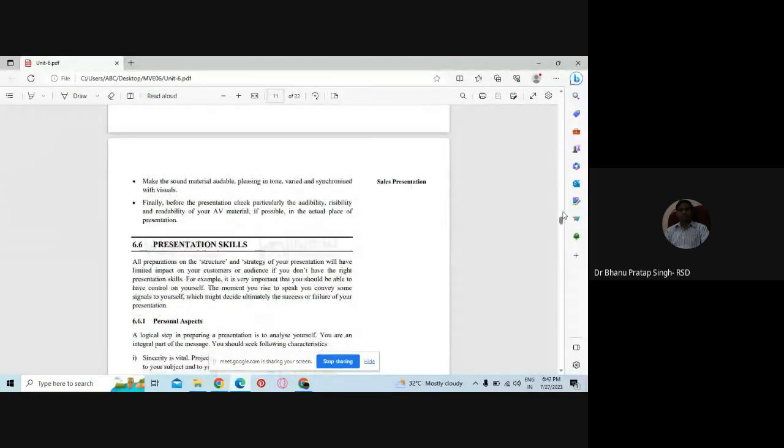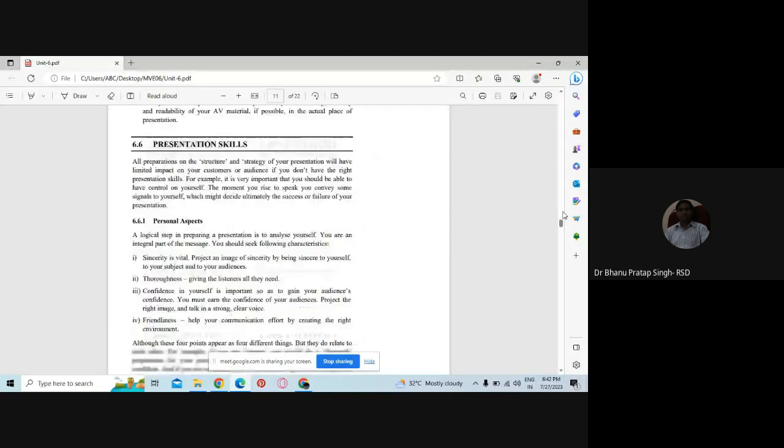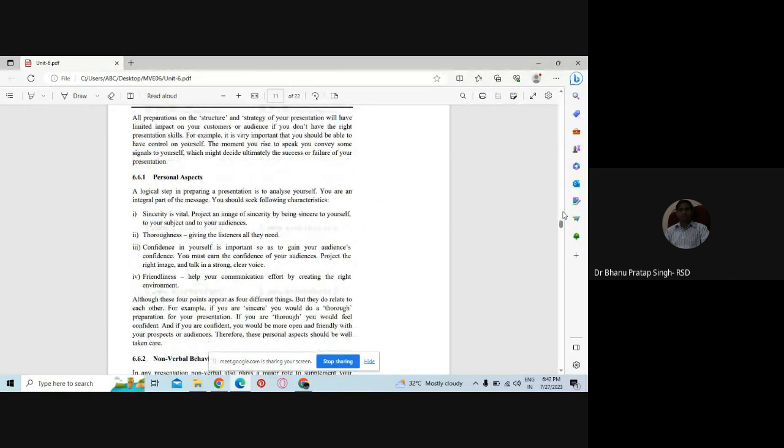There are some presentation skills, and they depend on various parameters. One is the personal aspect, where the presenter is at the center. So a logical step in preparing a presentation is to analyze yourself. You are an integral part of the message. You should seek the following characteristics.